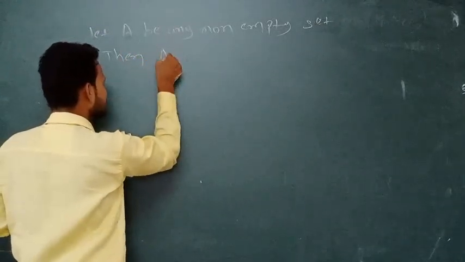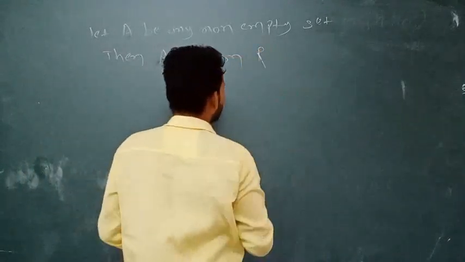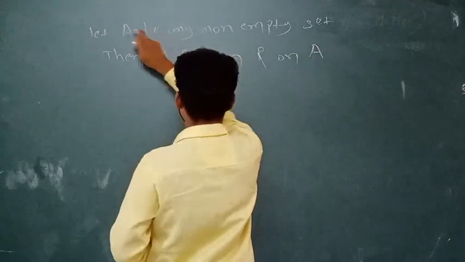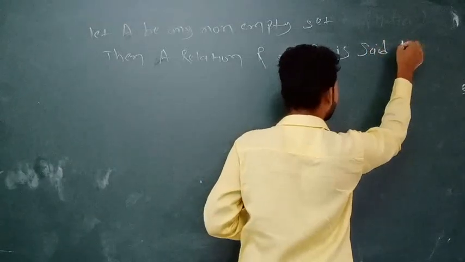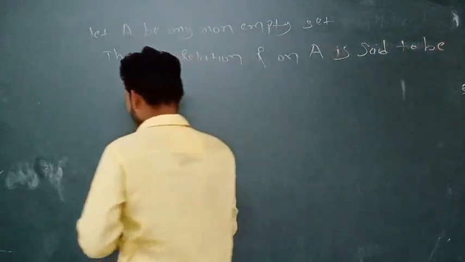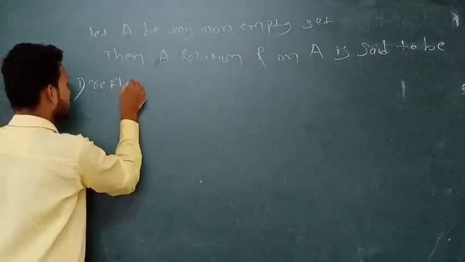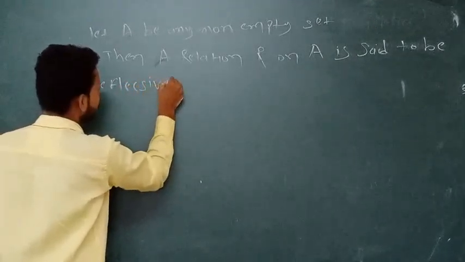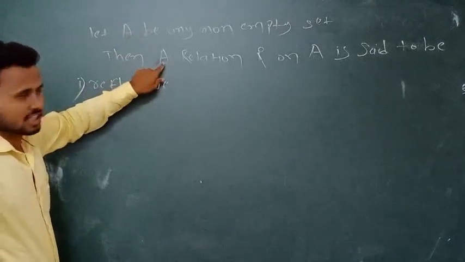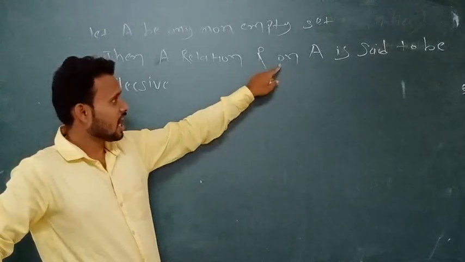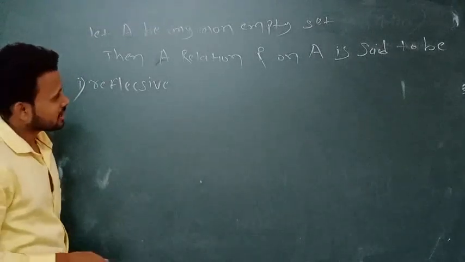Then a relation R defined on set A is said to be, first one, reflexive. Here, let A be any non-empty set, then a relation R defined on set A is said to be reflexive.